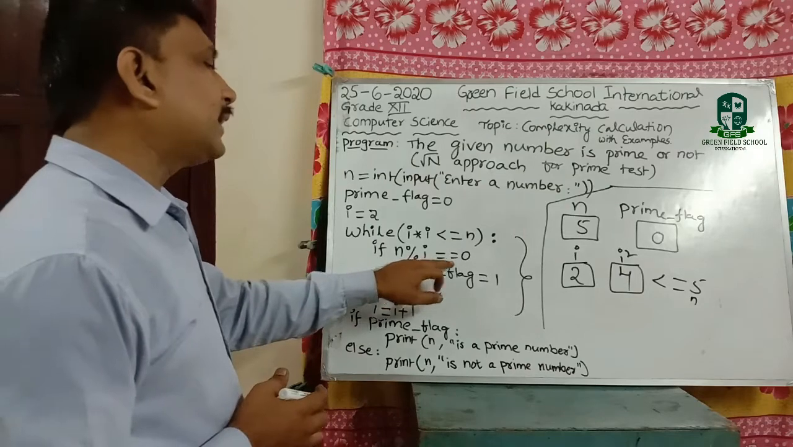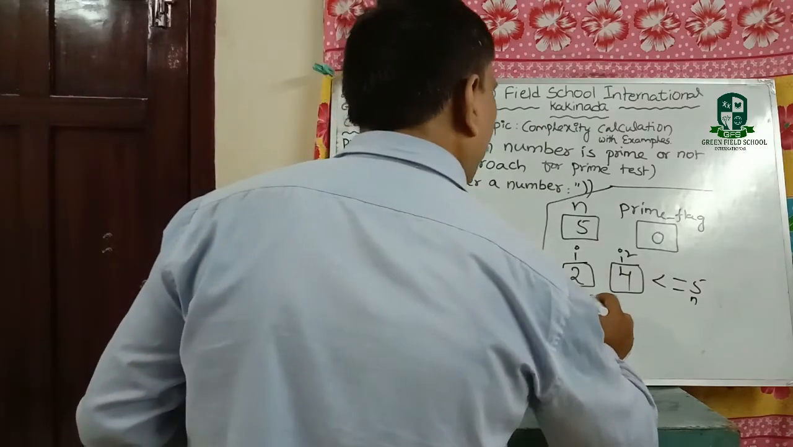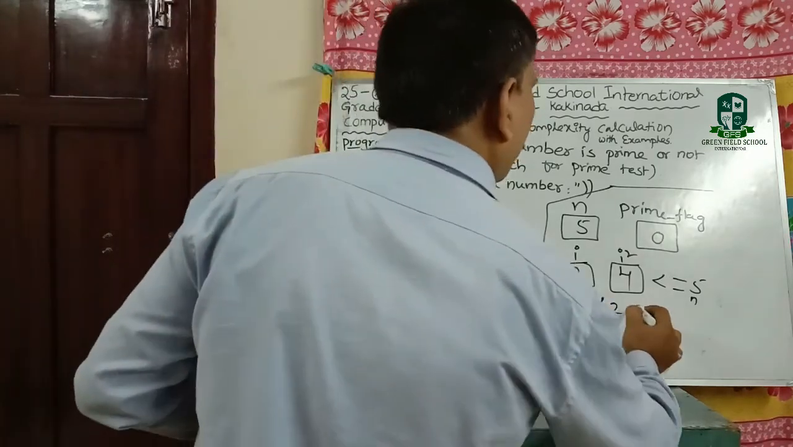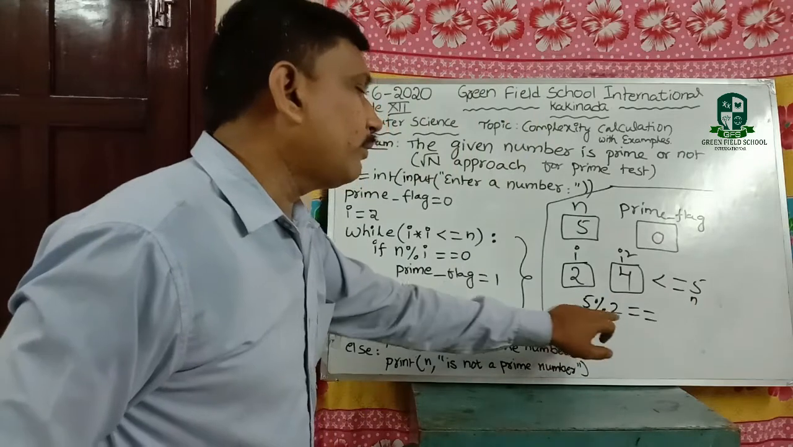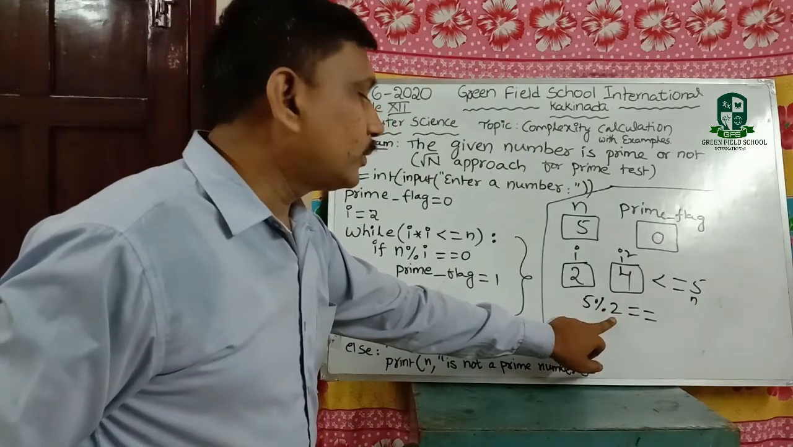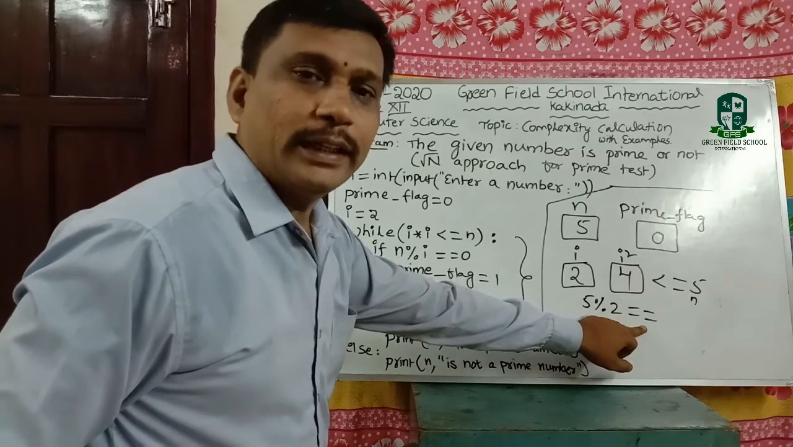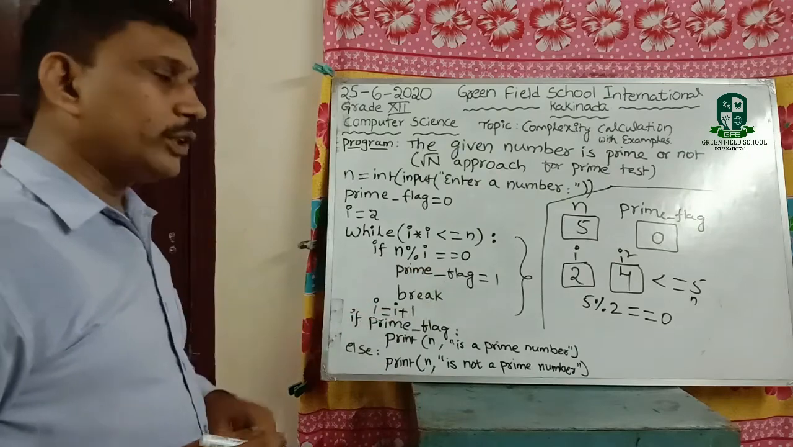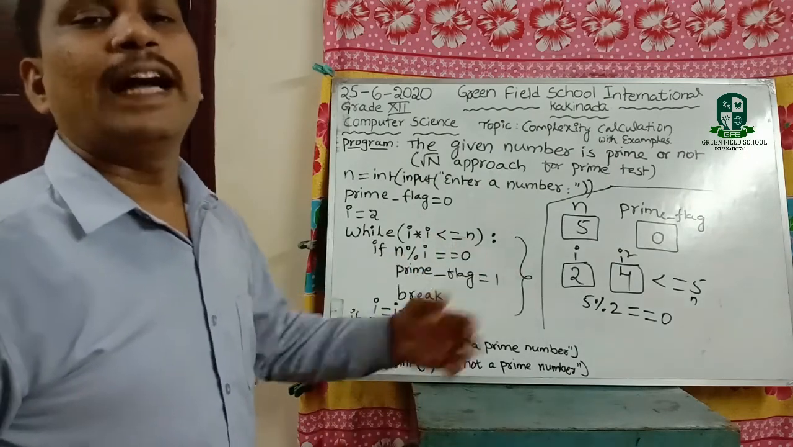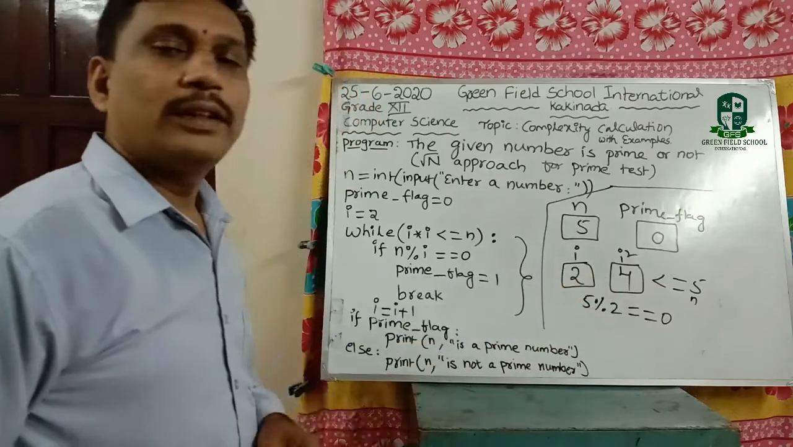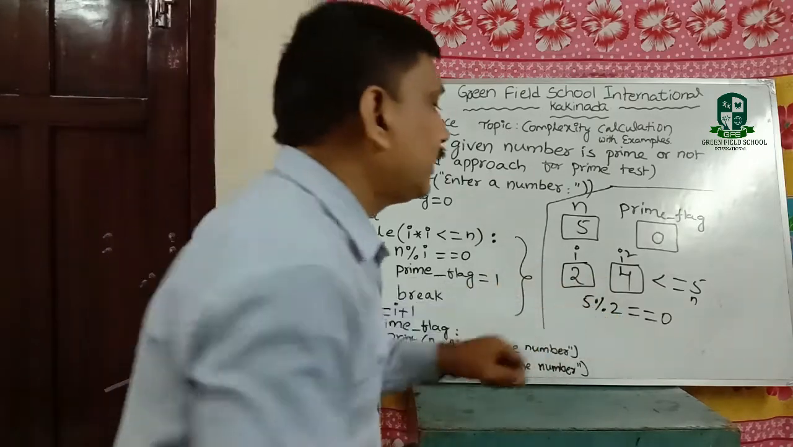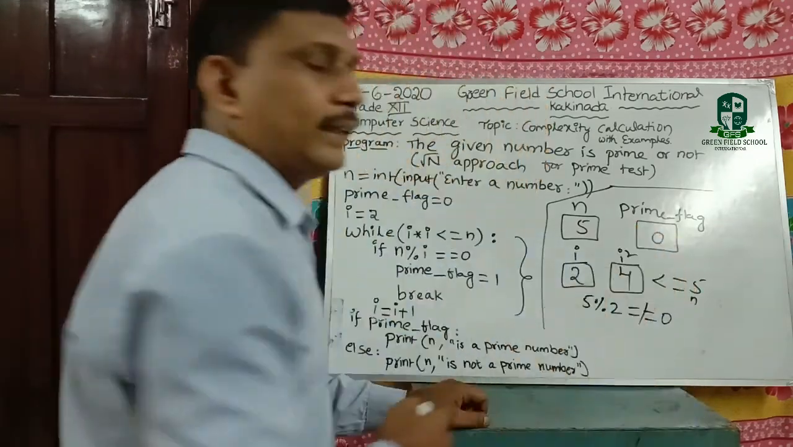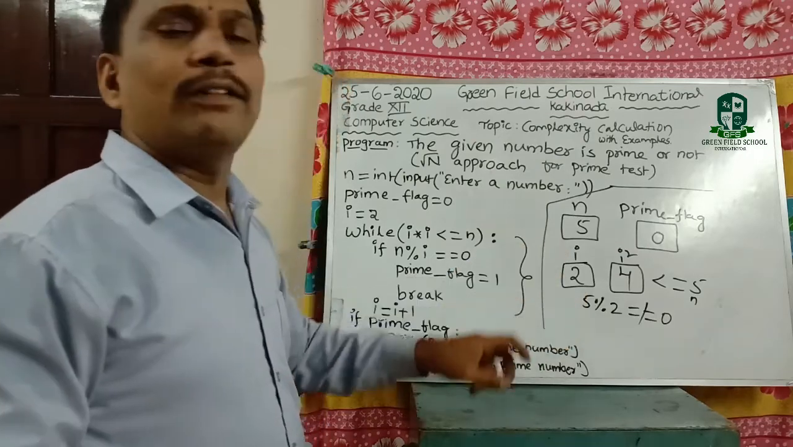If n percentage i is equal to 0, where n means 5 and percentage returns the remainder, so you divide 5 by 2 and get not the quotient but the remainder. If the remainder is equal to 0, then i is a factor of this number. But here 5 percentage 2 is not equal to 0. So 2 is not a factor of 5.